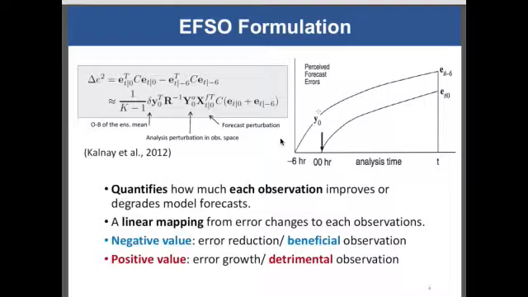So the negative values of EFSO mean that the forecast error is reduced by the observation, so it's a beneficial observation. But if the EFSO value is positive, then it means that the forecast error grows because of assimilating it. So we call it detrimental. I want to emphasize that detrimental doesn't always mean flawed. It can be a perfectly good observation that harms the forecast. We'll talk more about that later.